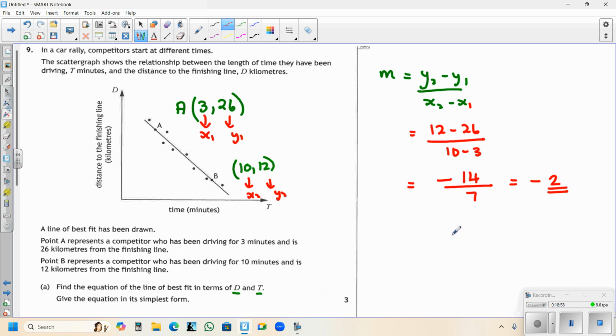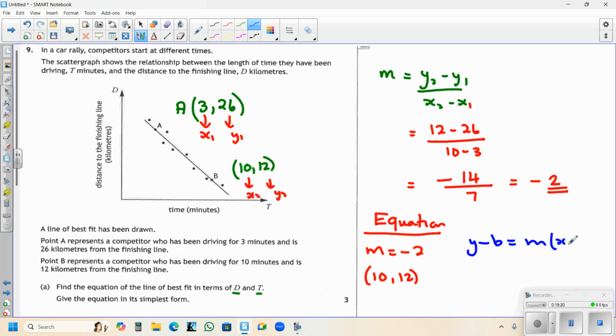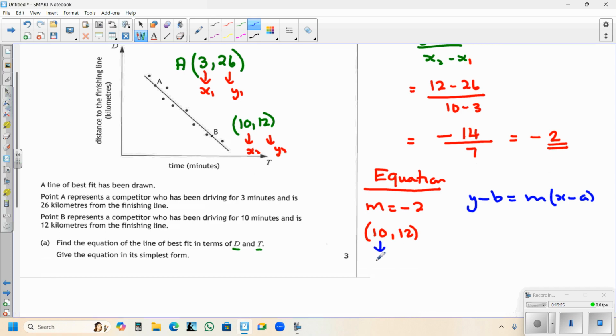So the next thing we want to do is find the equation. To get the equation of your line, you need to know at least one point and have the gradient. So I know the gradient is negative 2, and I'm going to choose the point 10, 12. Doesn't matter which one you choose. So we sub all of this into y minus b is equal to m bracket x minus a. So that point now represents a and b. So we've got y minus 12 is equal to negative 2 times x minus a, so it's x minus 10.